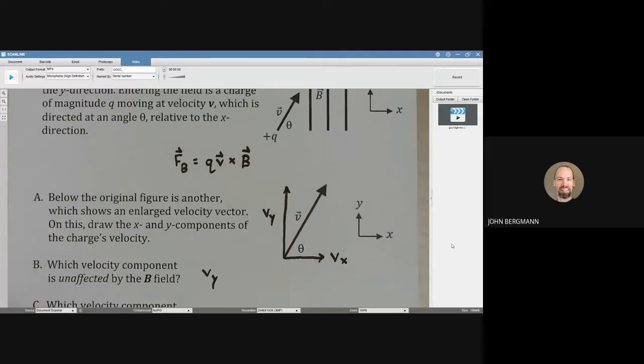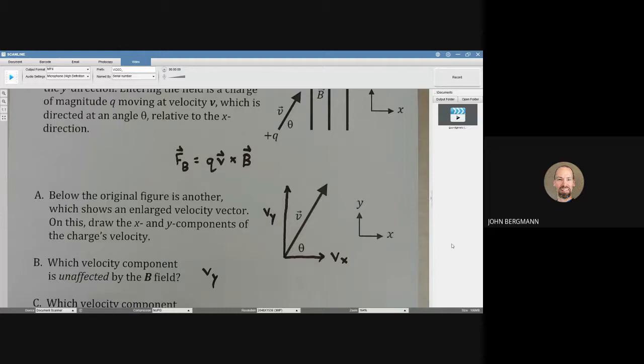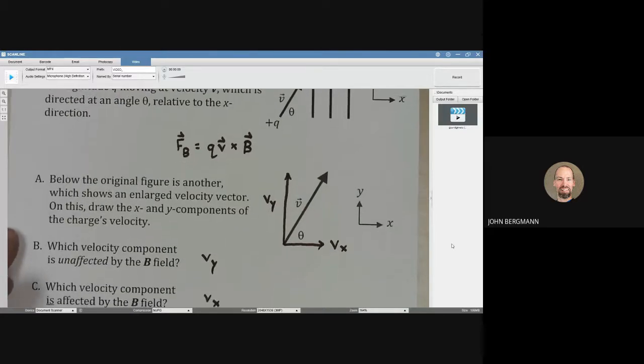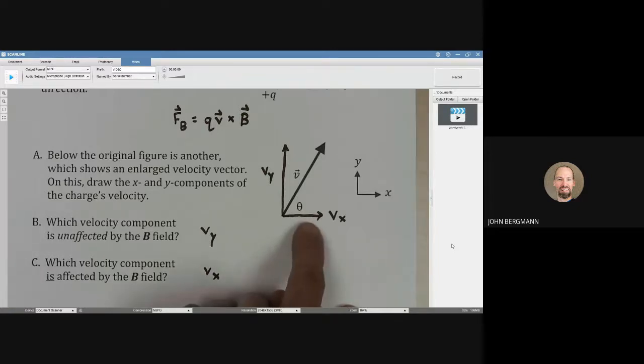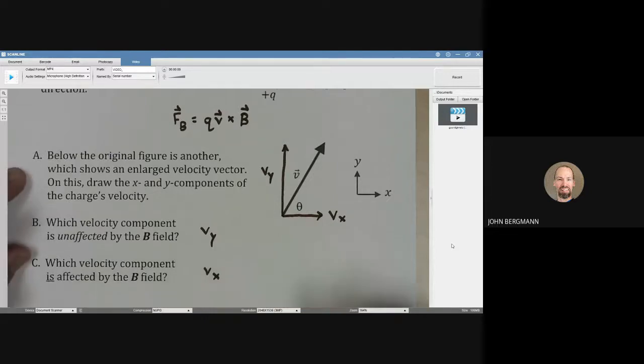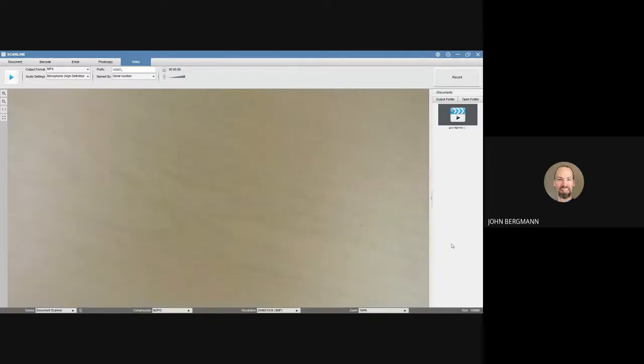Which velocity component is affected? Vx is going to be affected, but only in the sense that it won't be pointing in the x direction anymore. It will be pointing in a slightly different direction. What we'll find out here in just a second is that the speed will not be changed. The direction will. So this Vx vector in very short order will not be pointing entirely in the x direction. It will be pointing maybe a little bit more towards us or a little bit away from us, which I think we'll find out in the next question.